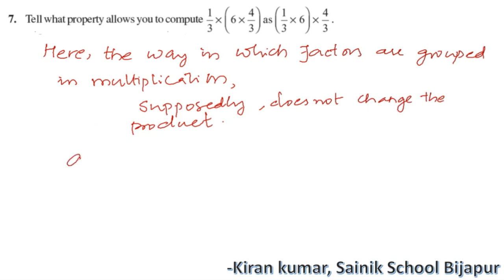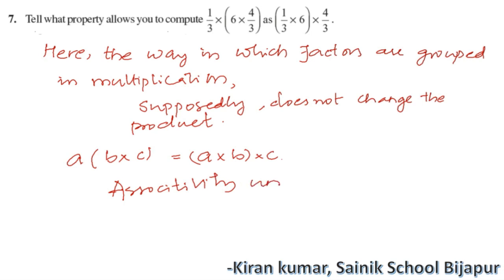If you look at the property, A when multiplied to the product of B and C, it is same as A multiplied to B then multiplied to C, and this property is called associativity under multiplication. Hope you have understood this. If I regard this as A, B and C, A into B into C is same as A into B into C. We get this.